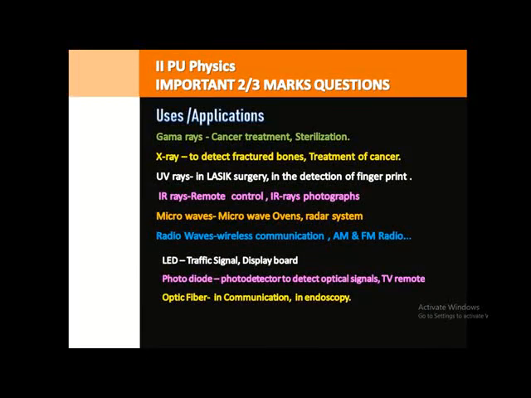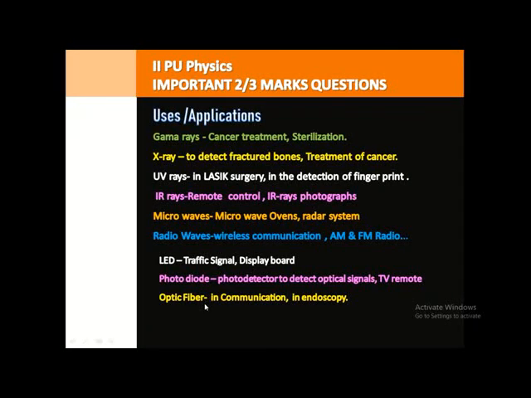And also they are asking to write uses or applications. Gamma rays are used for cancer treatment and sterilization. X-rays are used to detect fractures in bones or in the treatment of some cancers. UV rays are used in LASIK eye surgery and in detection of fingerprints. IR or infrared rays are used in remote controls, and IR rays are used in microwave ovens.